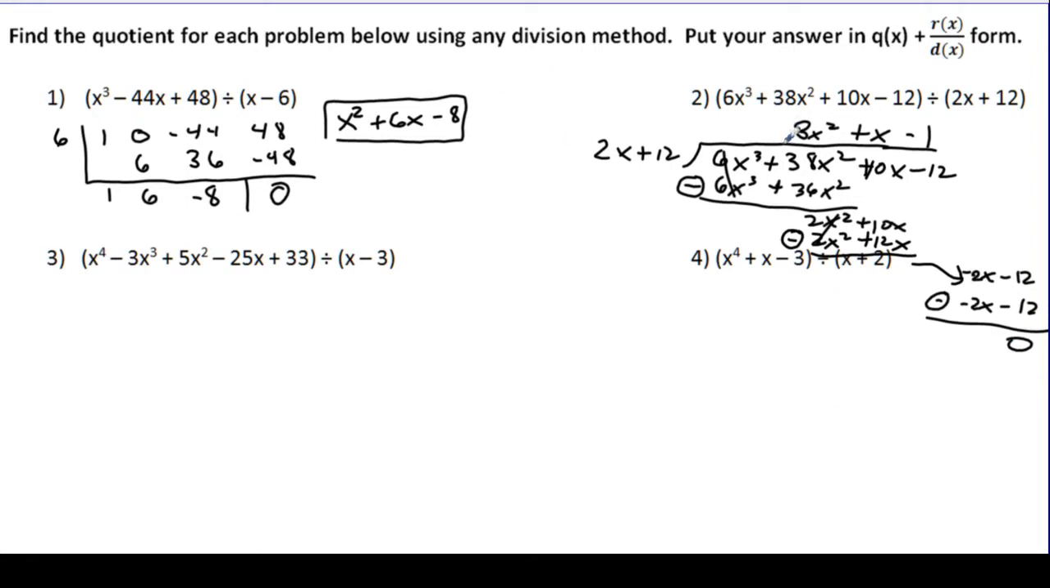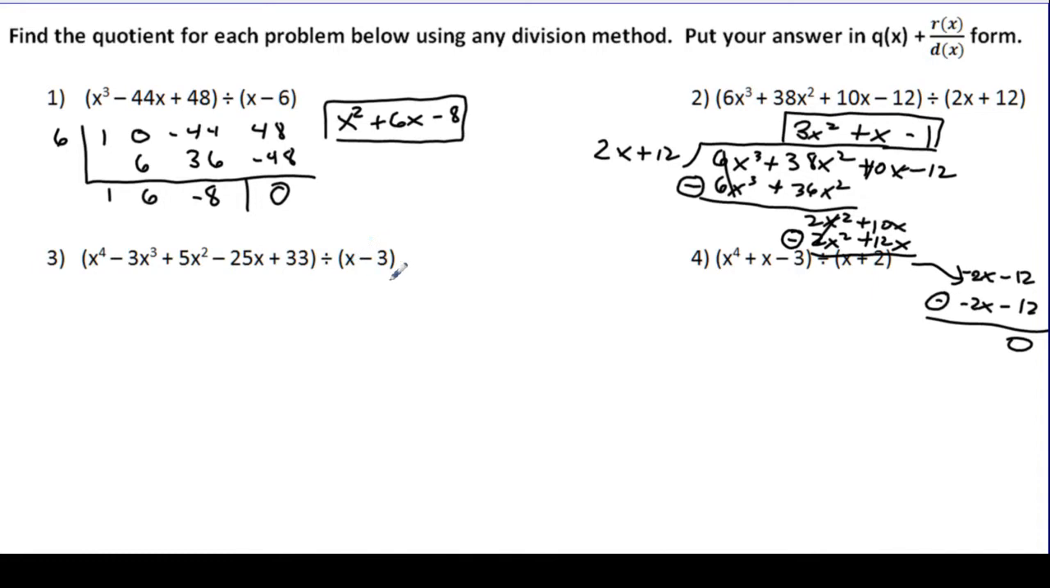So the answer to this second problem is this expression up here. When I divided this big cubic 4-term polynomial by 2x plus 12, I end up with 3x squared plus x minus 1. Okay. Problem number 3 and problem number 4 are very similar to problem number 1, so let's go through those a little bit more quickly.